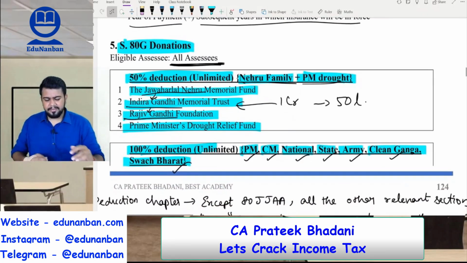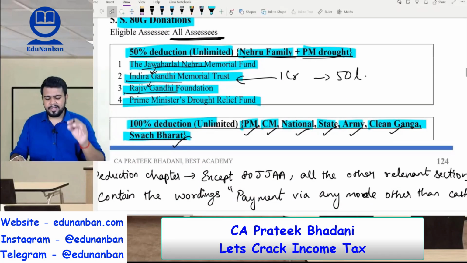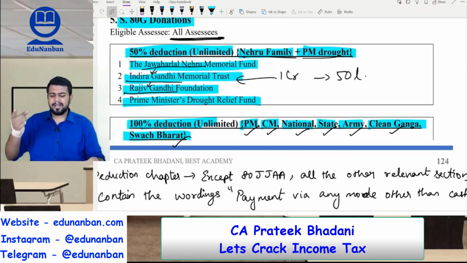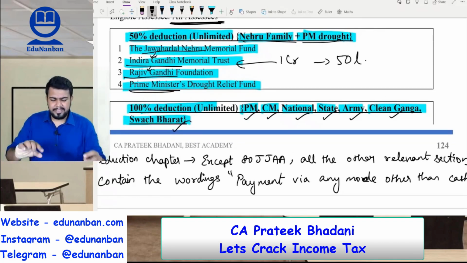In the 50% unlimited category, there are 4 organizations: Jawaharlal Nehru Memorial Fund, Indira Gandhi Memorial Trust, Rajiv Gandhi Foundation, and Prime Minister Drought Relief Fund. Jawaharlal Nehru's daughter Indira Gandhi's son Rajiv Gandhi, so all these three plus Prime Minister Drought Relief Fund. If you find the keyword Prime Minister, only Prime Minister Drought Relief Fund is covered in 50% unlimited. All the other Prime Minister Funds will be covered in the 100% unlimited category.